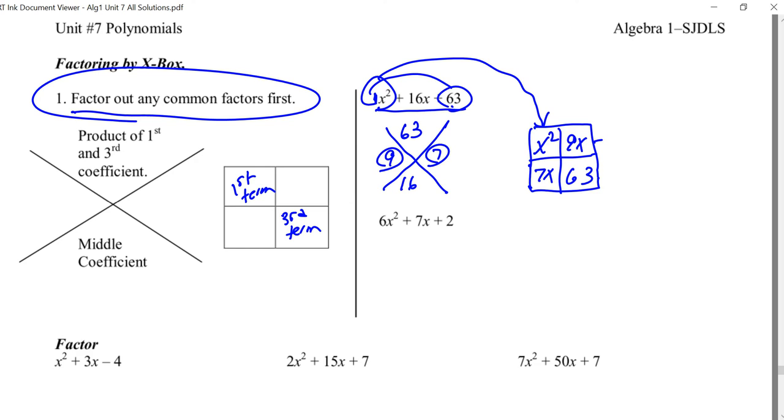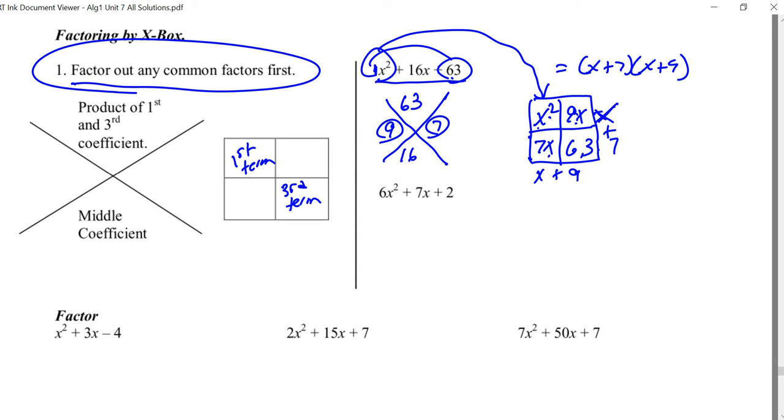So now, what does x squared and 9x have in common? They have an x. What does 7x and 63 have in common? They have a 7. What does x squared and 7x have in common? They have an x. What does 9x and 63 have in common? They have a 9. And these are all positive. So those are my factors. So this is factored to x plus 7 and x plus 9.